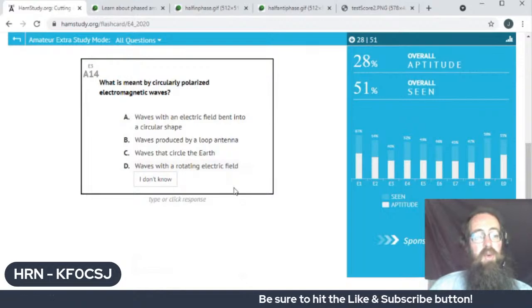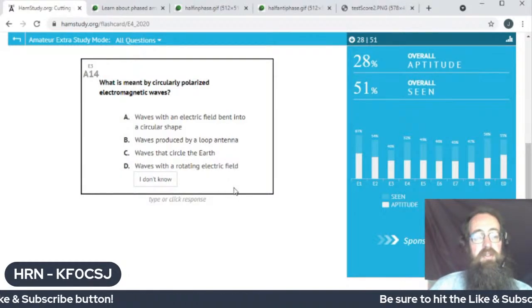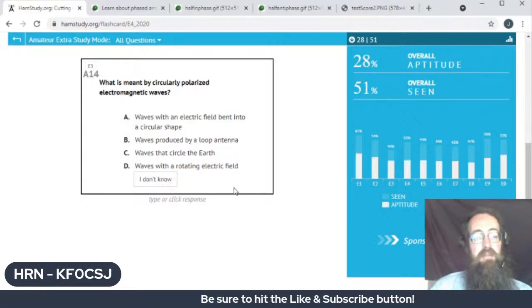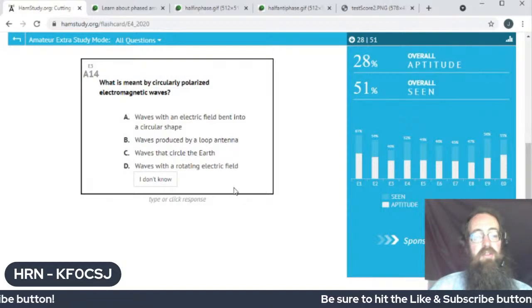E3A14. What is meant by circular polarized electromagnetic waves? A, waves with an electrical field bent into a circular shape. B, waves produced by a loop antenna. C, waves that circle the Earth. D, waves with a rotating electrical field.